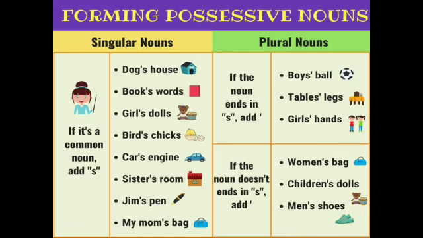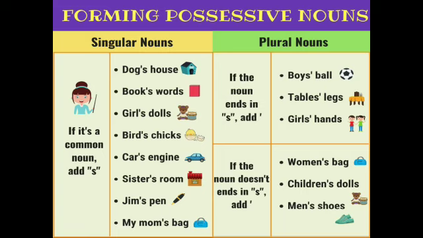If it is a common noun, add s. To show the possession of a singular noun, we use apostrophe s with that particular noun, with that word. Like dog's house. There is one dog and we want to show its possession. Okay, so we have used apostrophe s with that. Dog's house, book's words, girl's dolls. So we are showing the possession of a singular noun on the other things.